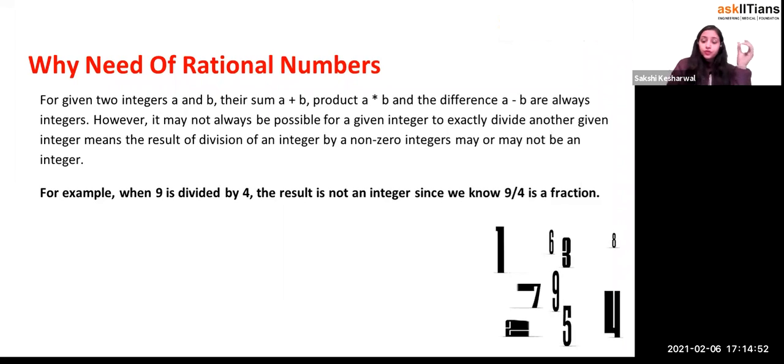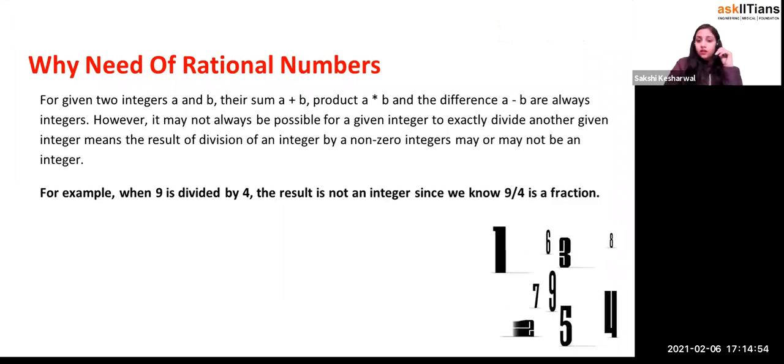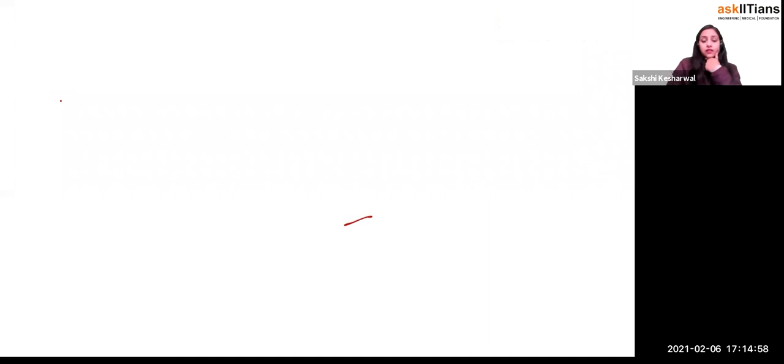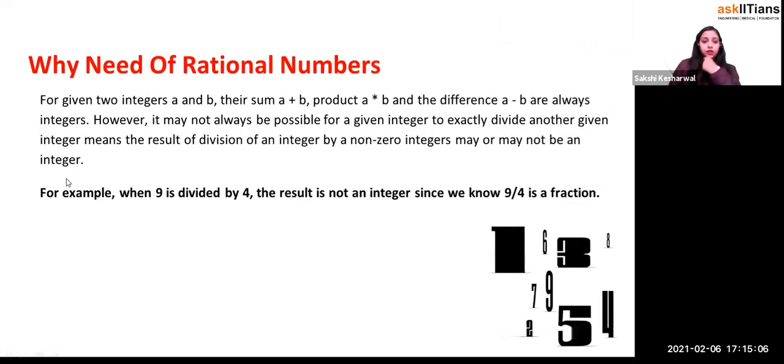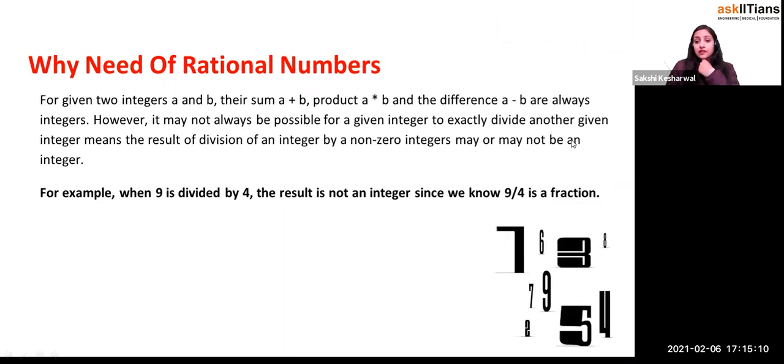So let us suppose you want to divide like this. If you are going to divide this, there is one more need why it was required. If you see in the previous slide, just read it out. However, it may not be possible for a given integer to be exactly divided by another integer, which means that the result of a division of any integer by a non-zero integer may or may not be an integer. This is a very big language for you.